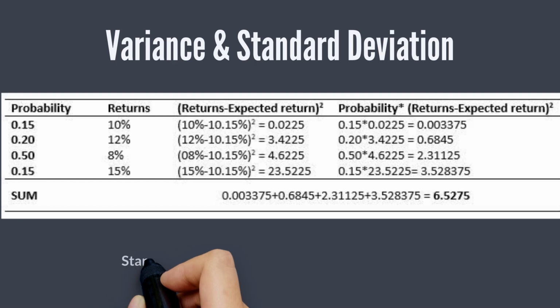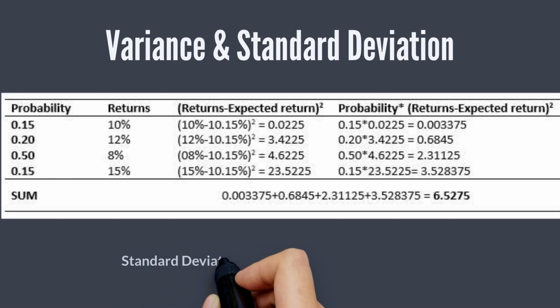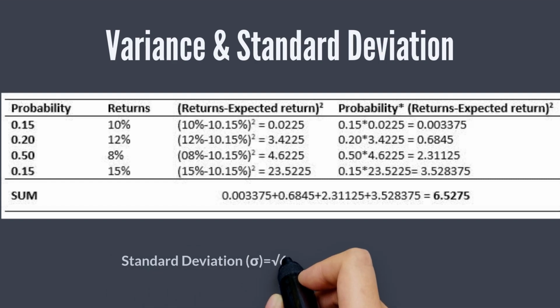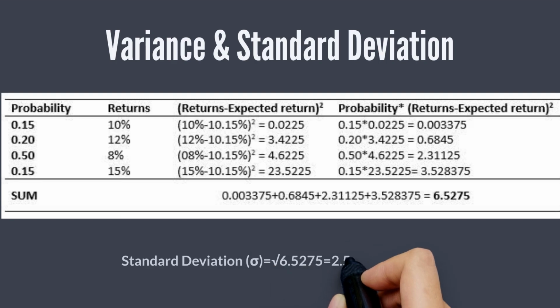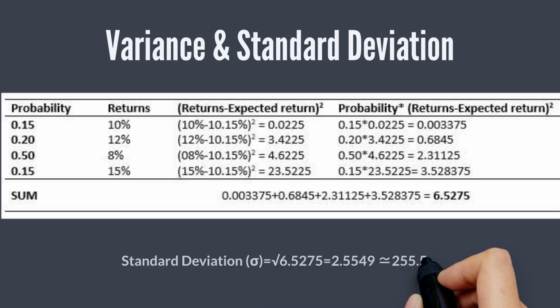To calculate the standard deviation, take the square root of the variance. Hence, the standard deviation of expected returns for company Y's stocks is 2.5549 or 255.5%.